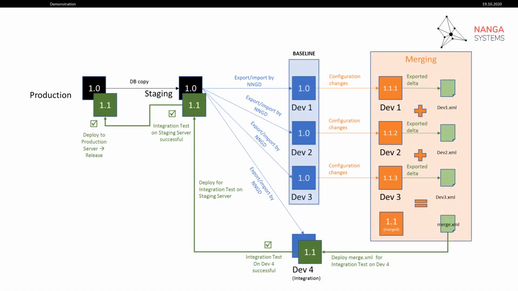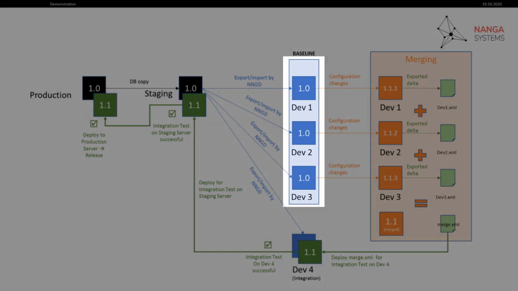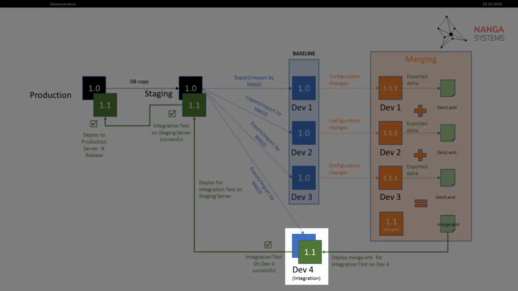To conclude, we'll look at a scenario where the Nanga Next Generation Deploy tool is used to support the parallel development and integration of solution changes. In the scenario, we have a production Windchill RV&S server with an admin staging server, 3 separate servers used to develop solution changes, and a further server used for integration testing.